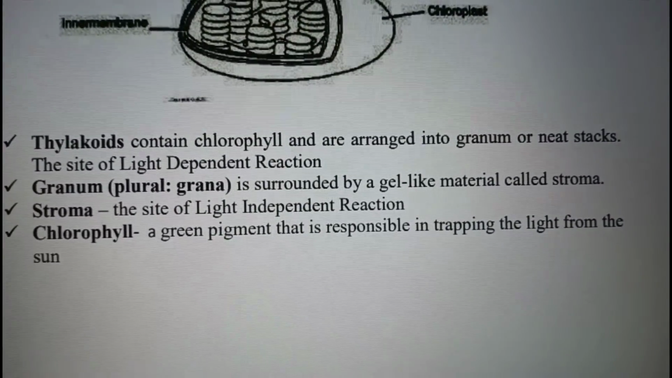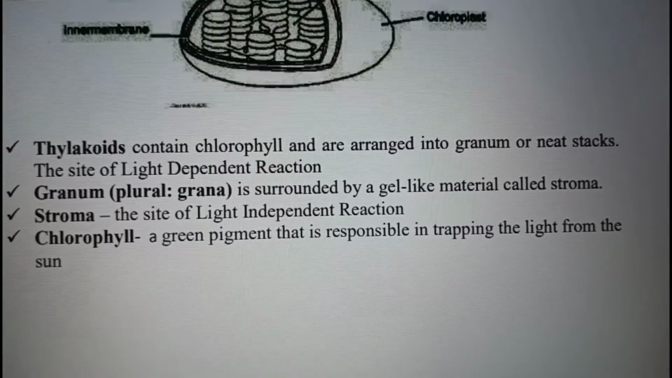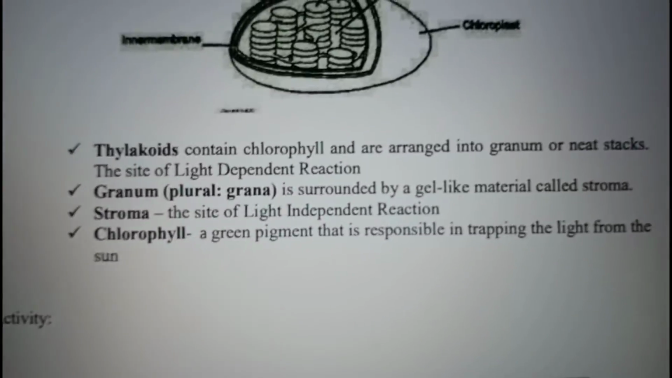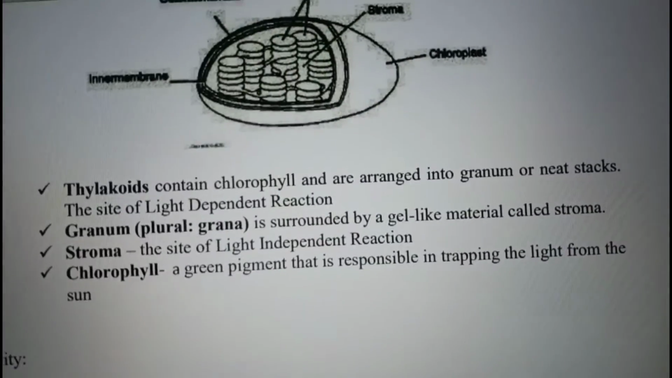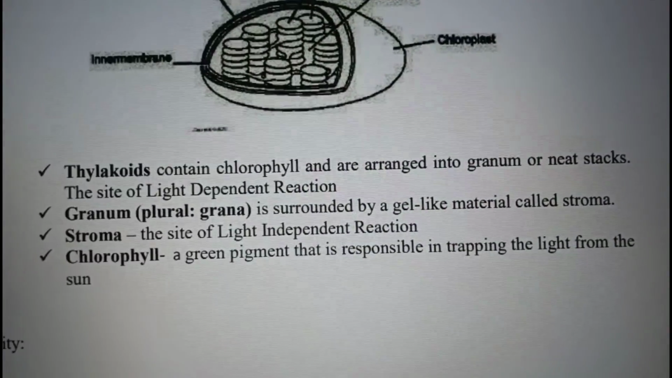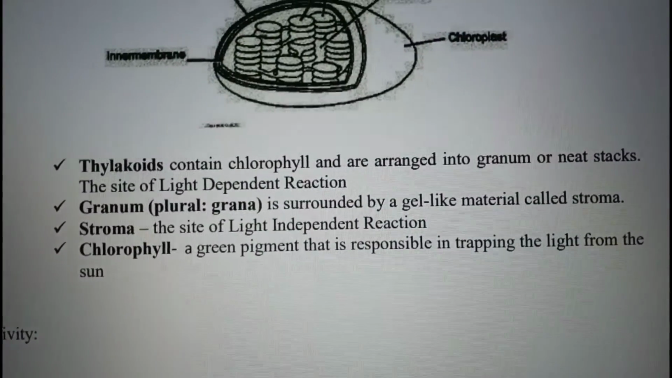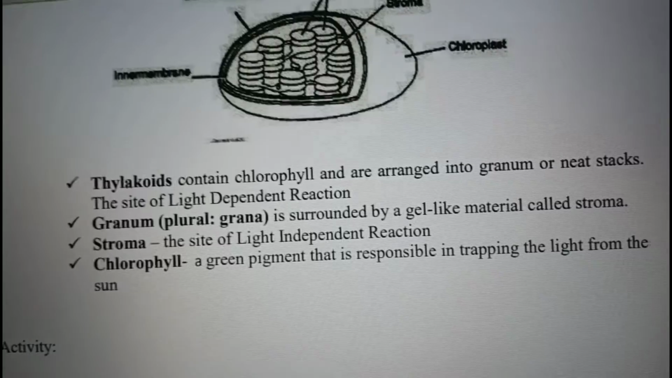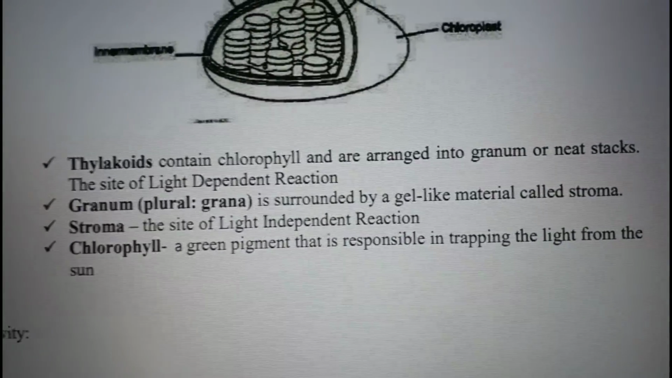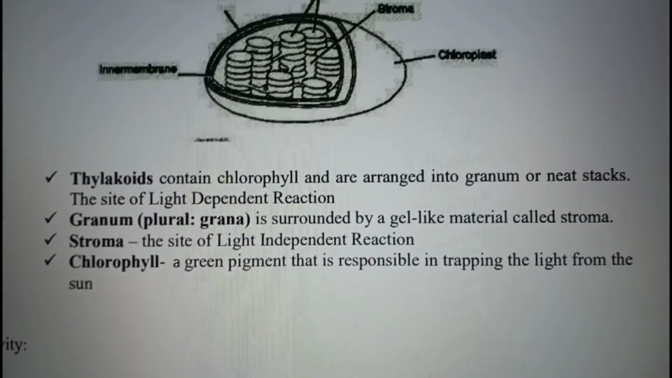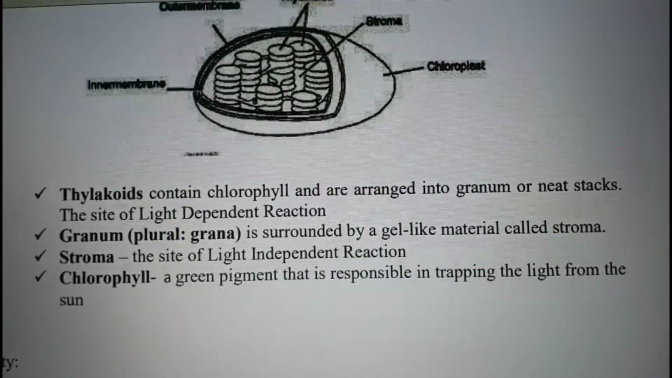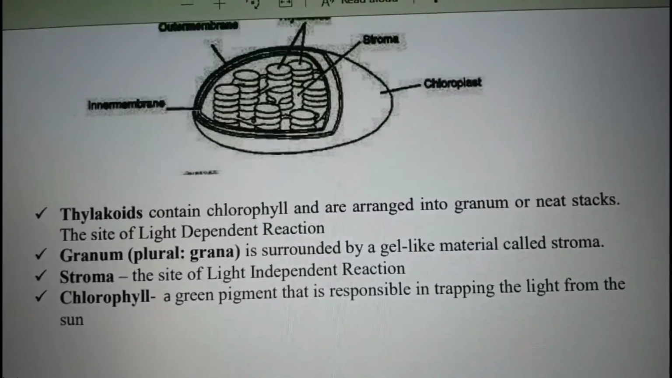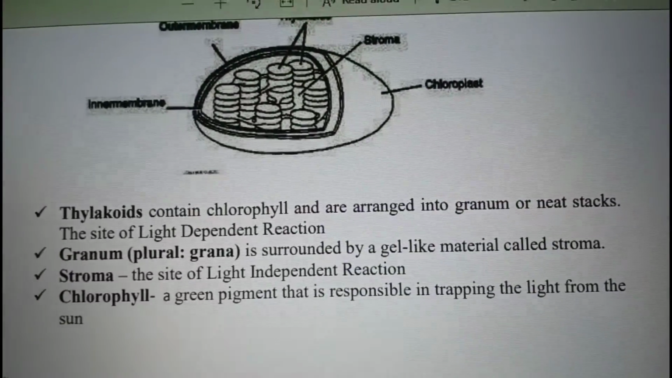Then chlorophyll is a green pigment that is responsible for trapping the light from the sun. So the function of the chlorophyll is to trap the light from the sun. Okay? One of the important materials needed in photosynthesis is the sunlight. Without the sunlight, the plants cannot produce their own food.